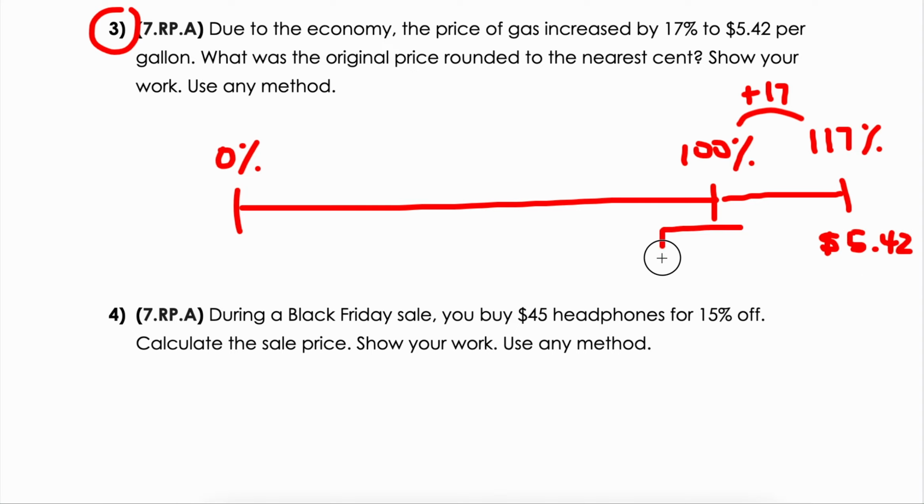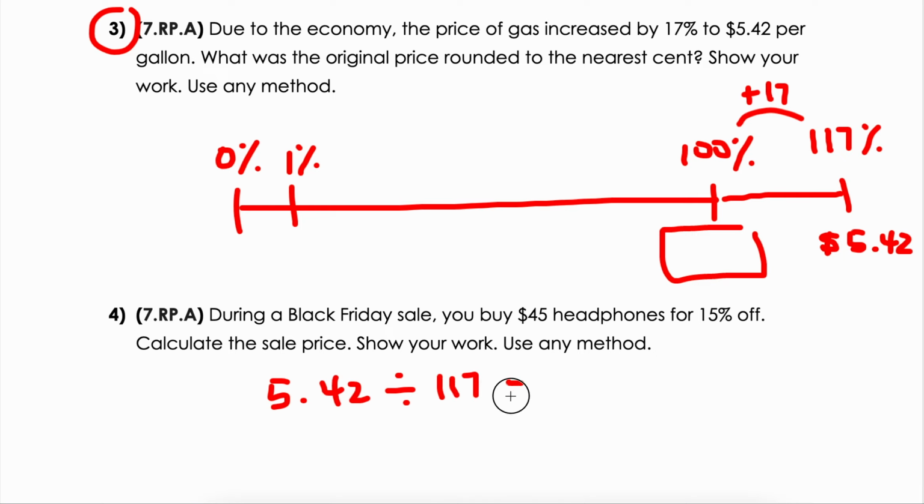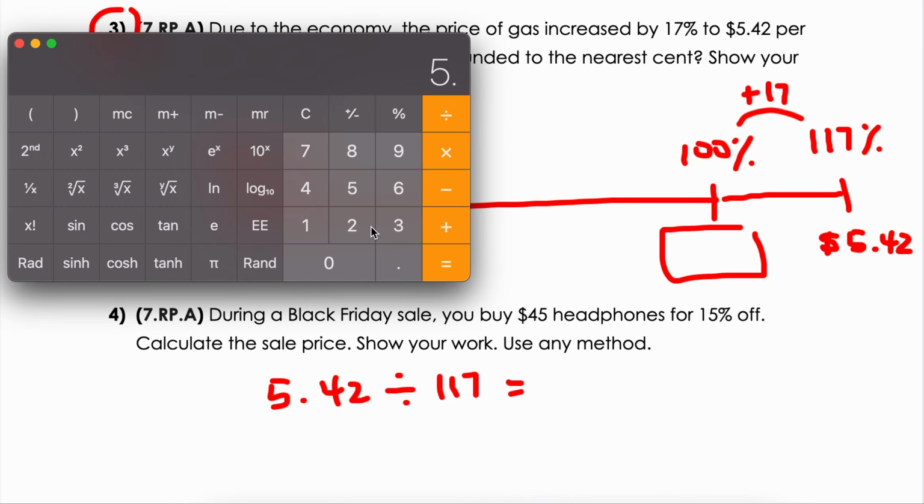We want to know the original price, the original 100%. So if $5.42 is 117%, in order to figure out 1%, I need to take my $5.42 and divide it into 117 pieces so that I know what each of those pieces is actually worth, the 1%. 5.42 divided by 117, I get 0.0463, and so on. I'm going to write as many of those digits as I can, because if I round it, my answer is going to be a little bit less accurate.